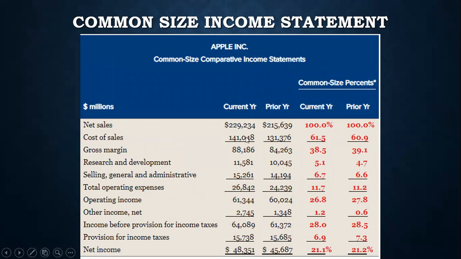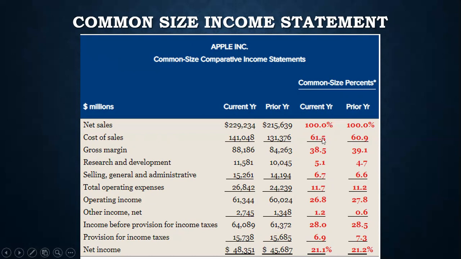So we're going to take each line item, cost of sales, gross margin, research and development, and we divide each one of those by the net sales, which is our base amount. So we take our cost of sales divided by our net sales. 61.5% of our sales went to the cost of making that product. So we do that for each one. Selling and administrative divided by net sales, 6.5% of our sales had to go to selling and administrative expenses. We go on and do that. And we could do it for the prior year as well. We could compare them. Looks like they stayed about the same.